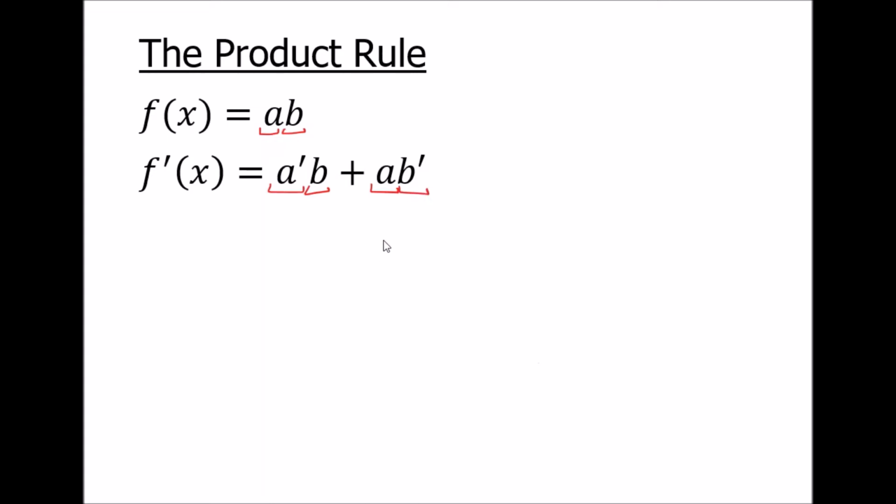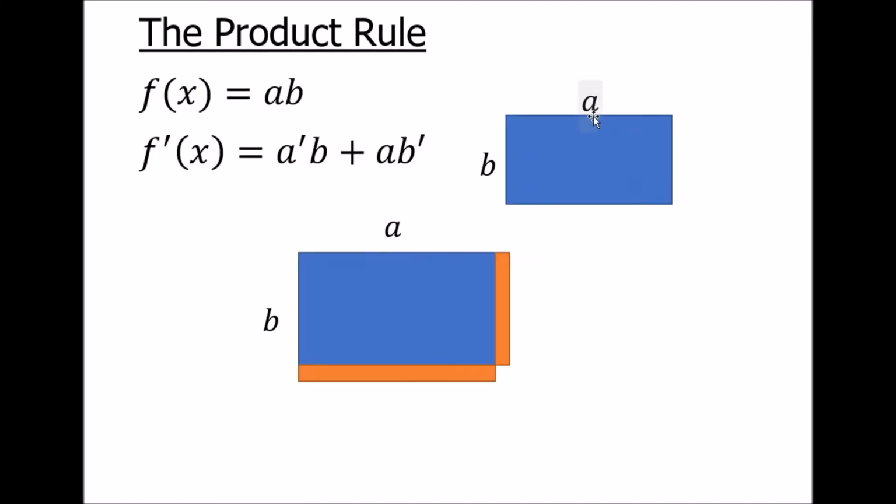Now, I'm not going to go over a formal proof of this, but I think it's nice to have a visual sense of what's going on. Imagine that a and b represent the sides of a rectangle. So a times b, of course, would be the area of this rectangle. Now imagine I'm stretching the rectangle in the horizontal direction, so a is changing, the length of a is changing, and I'm stretching it in the vertical direction here, so b is changing.